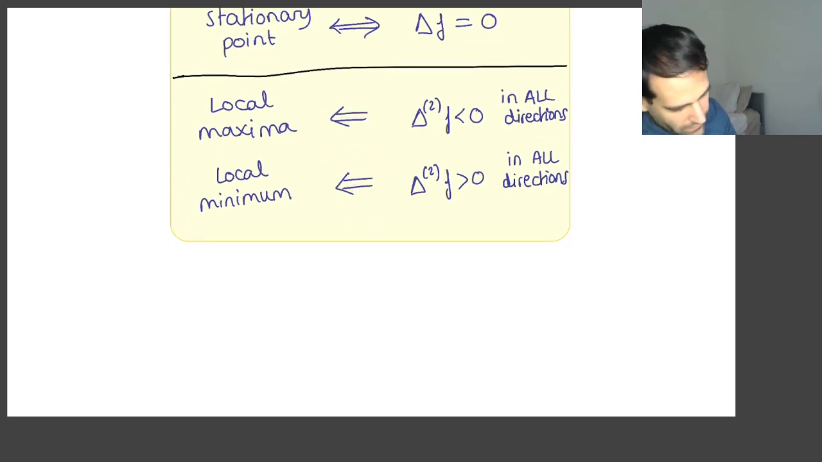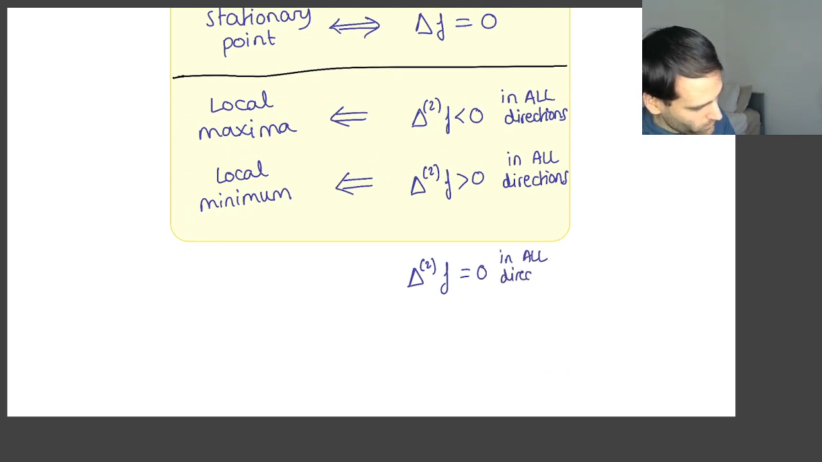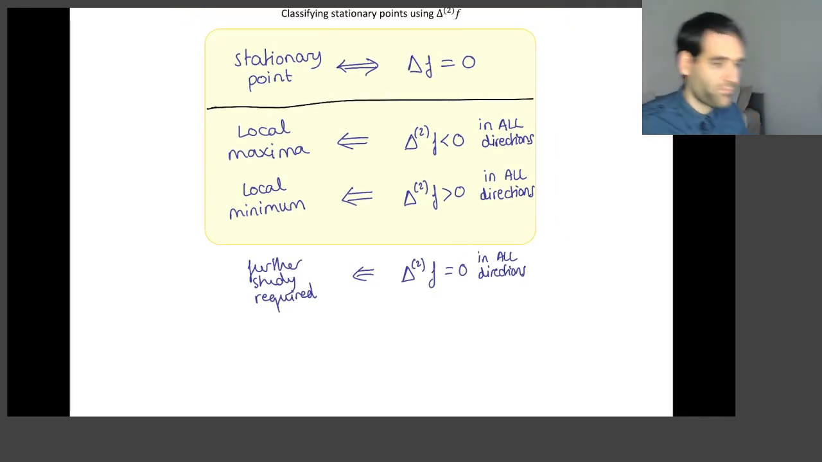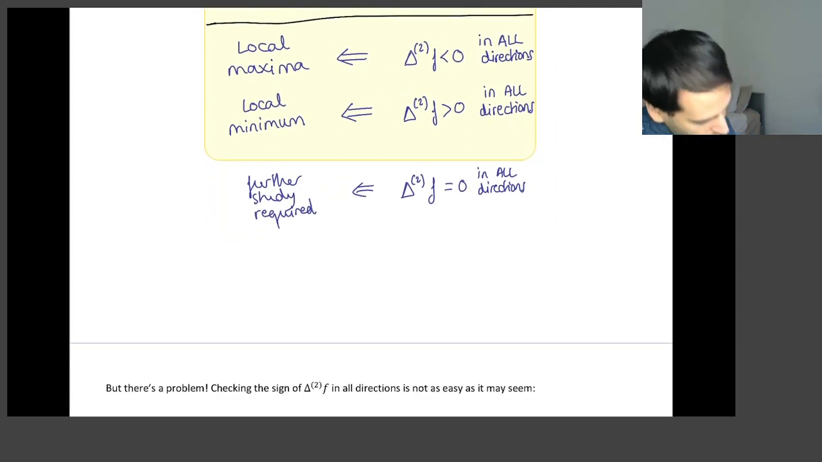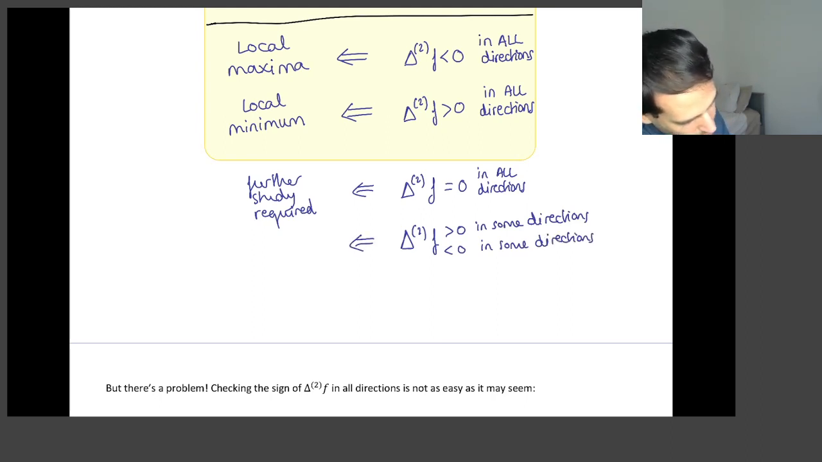Okay, so maybe what I could add here is that if this is equal to 0 in all directions, then further study is required. Okay, but now, even more importantly, if the second order correction of f is positive in some directions, but it is negative in some other directions, then this is what we call a saddle point.